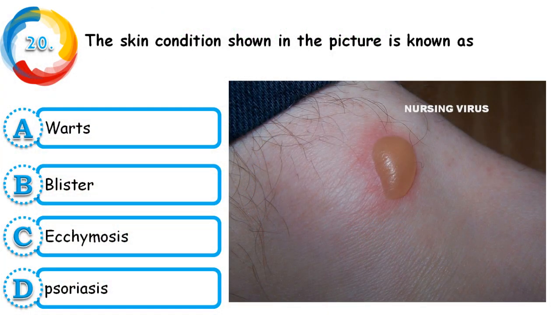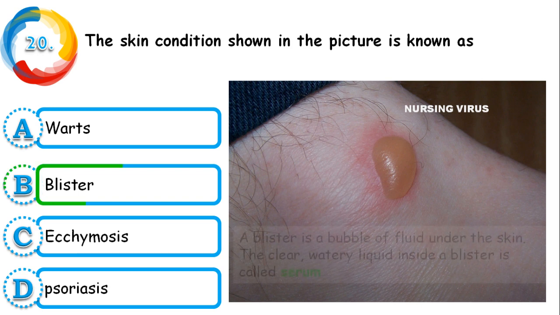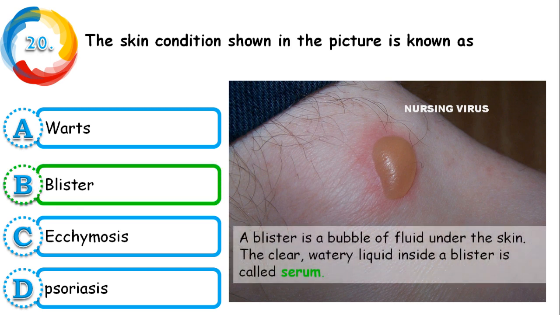And question number 20. The skin condition shown in the picture is known as warts, blister, ecchymosis, and psoriasis. The correct option is blister. A blister is a bubble of fluid under the skin. The clear watery liquid inside the blister is mainly serum.